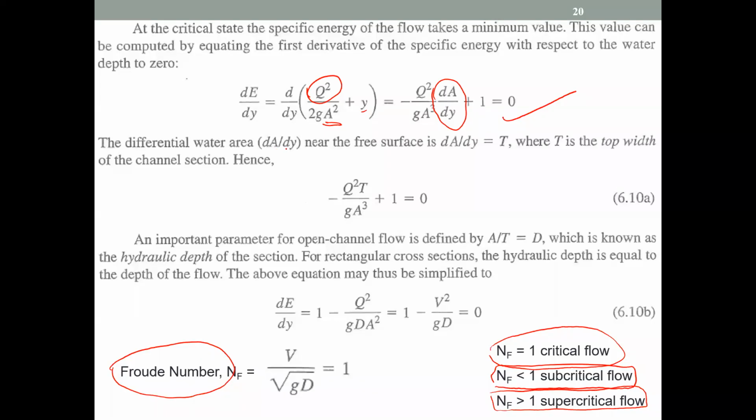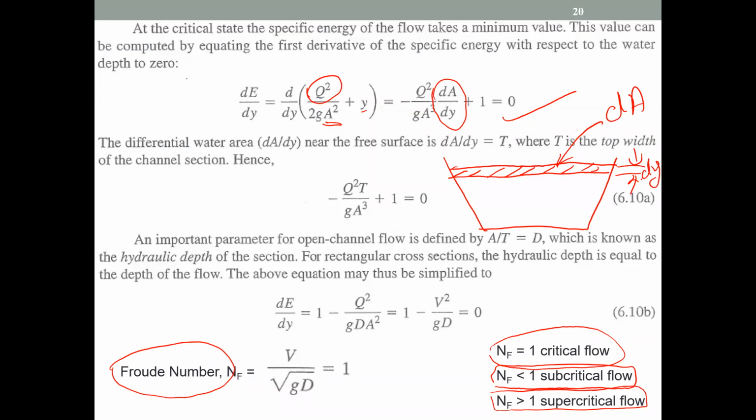Now what is this dA over dy? You remember the small areas that we consider, right? dA over dy. Consider a small area. This is dA and this is dy.